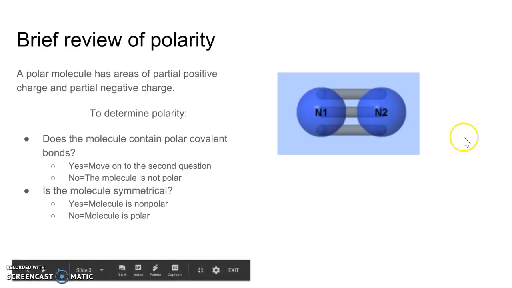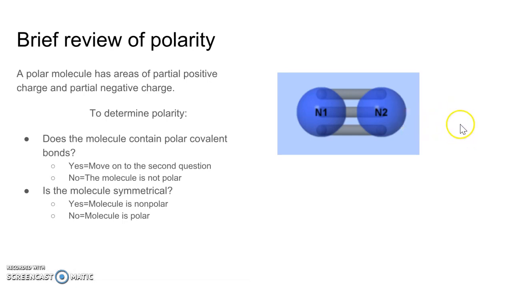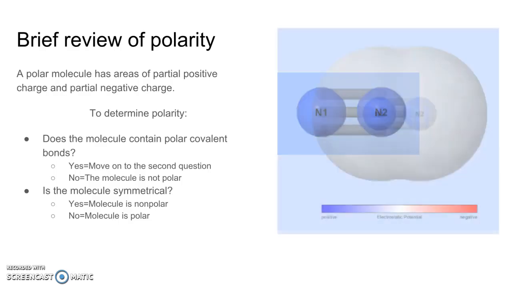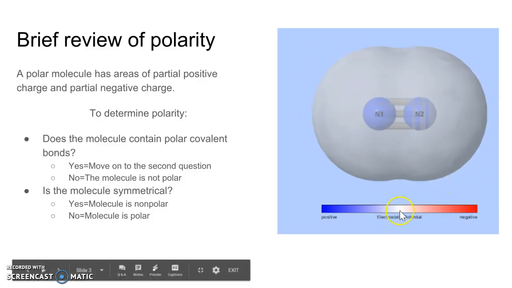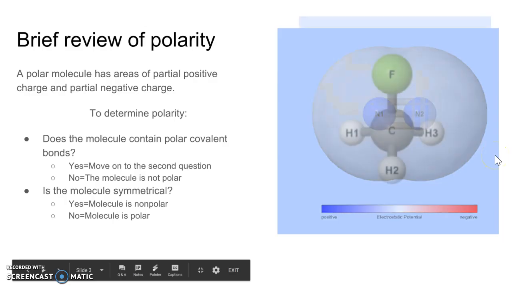If you take a look at dinitrogen over here, you have essentially nitrogen bonded to nitrogen. Well, what's the electronegativity difference going to be on that? Well, 0. So we should have a non-polar molecule. That's exactly it, right? You see just a gray cloud around here, so that's smack in the middle of the electrostatic potential. It's pretty darn neutral.